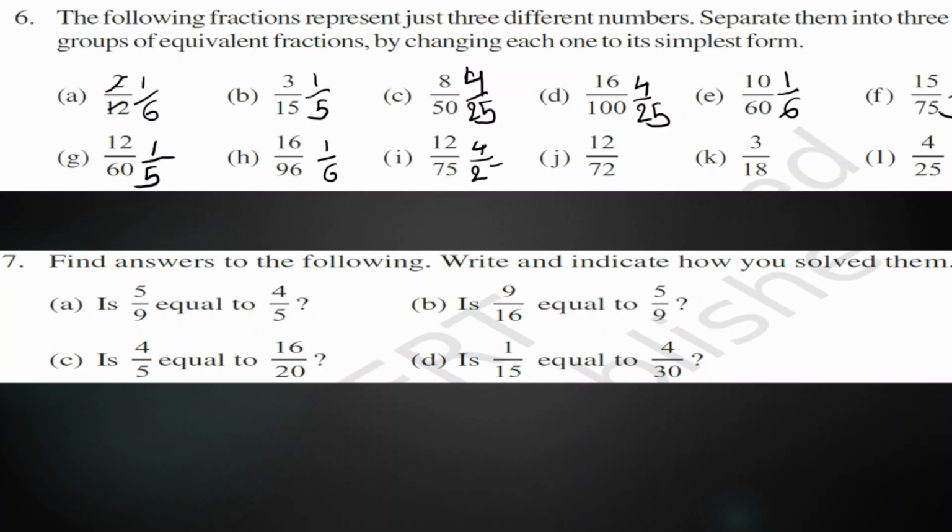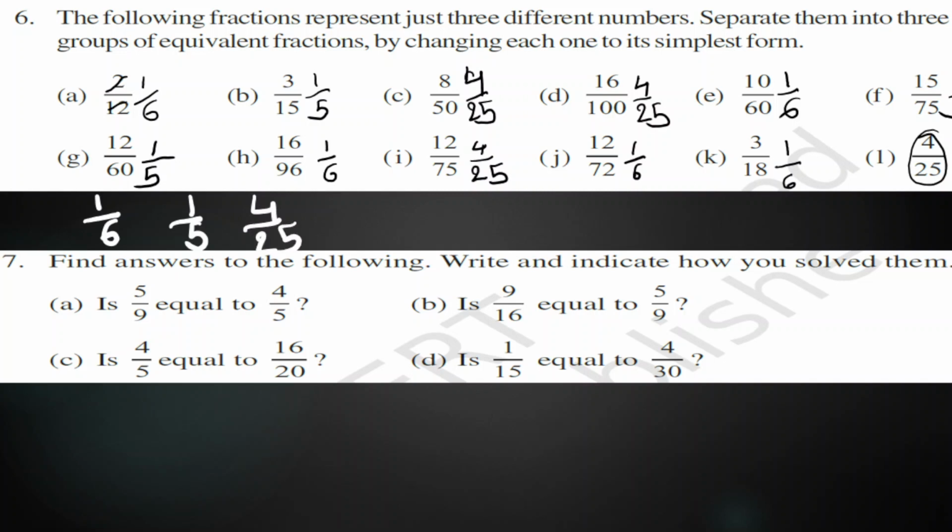4 by 25. And here 12 is the common factor HCF and it is the 1 by 6. And here 3 is the HCF and here it is the 1 by 6. And here 4 by 25 is in its simplest form. This is nothing but 4 by 25. So we have found out the 3 simplest forms: 1 by 6, 1 by 5 and 4 by 25.